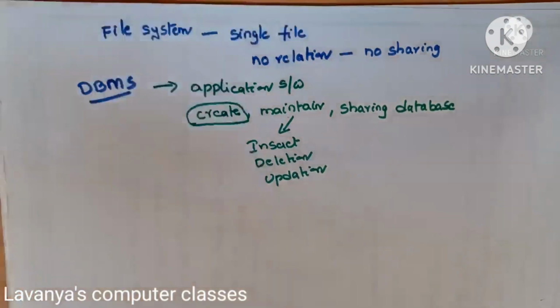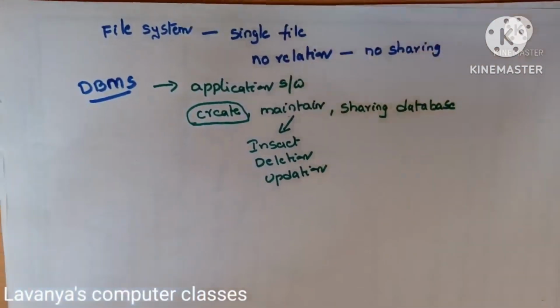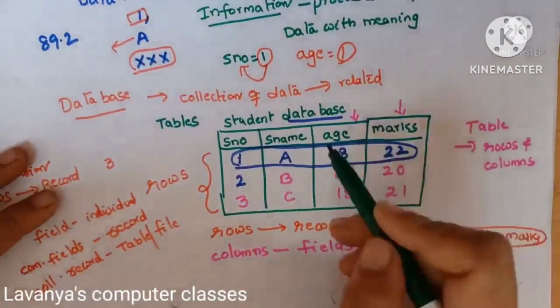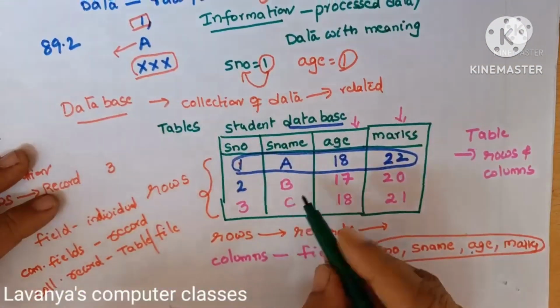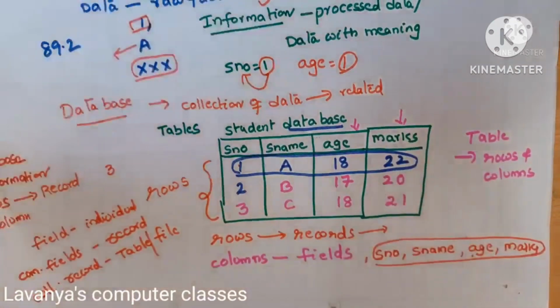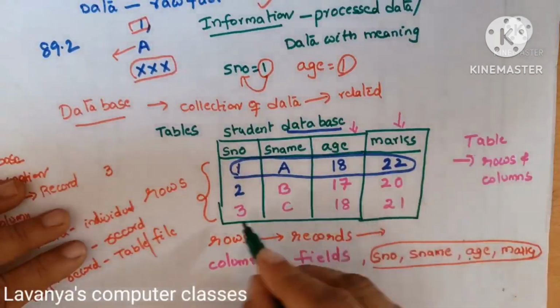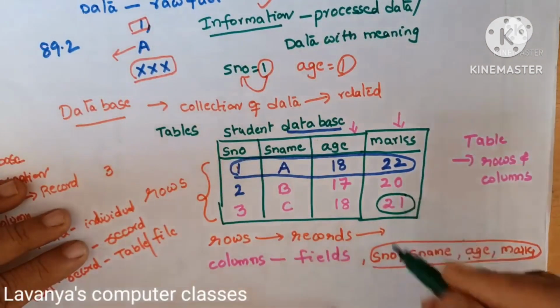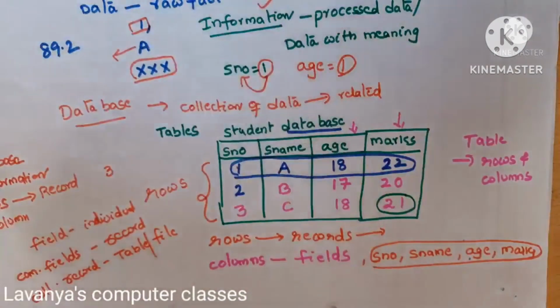For example, in the previous example, I gave one example like a student database. In the student database, how many records are there? 3 records. After storing, this is the creation. After creating, after some time, for example, the marks of a student are increased, some correction of a counting mistake, something.